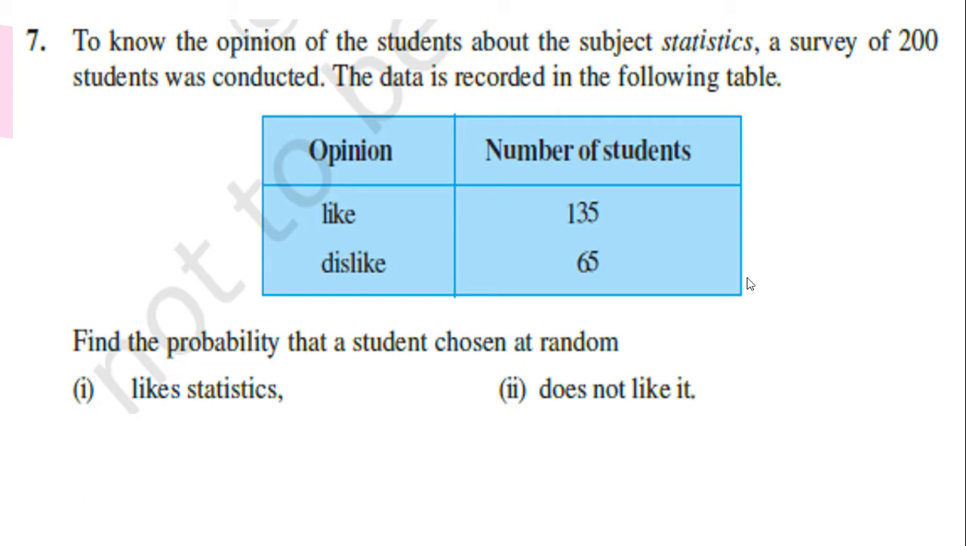To know the opinion of the students about the subject statistics, a survey of 200 students was conducted. The data is recorded in the following table: like 135 and dislike 65. 135 students like statistics and 65 don't like statistics. Oh, 65 don't like statistics. That should be zero, because statistics is such an interesting subject. Why do these people not like it? Okay, whatever it is, that is their choice.